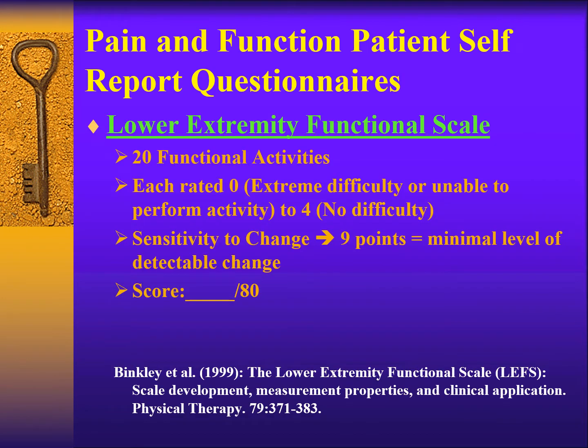The last measure we'll look at is the lower extremity functional scale, and this particular scale has 20 different activities. Each of the activities are rated on a scale of 0 to 4, and the patient can complete this one on their own. You have a total score of 80 points. The higher the score, the better the patient is functioning. And when we look at sensitivity to change, we want a change of about 9 or 10 points from baseline, and that really tells us that if they exceed that threshold, the patient has had a tangible, substantial improvement in their symptoms.